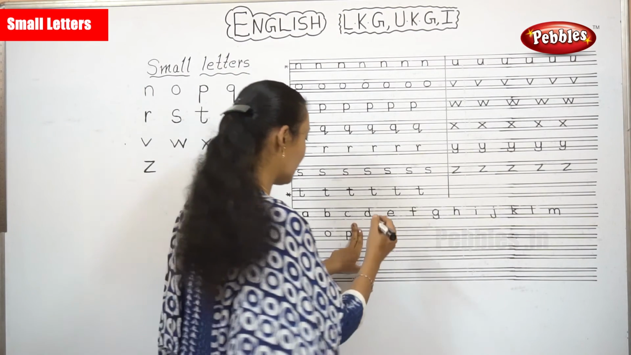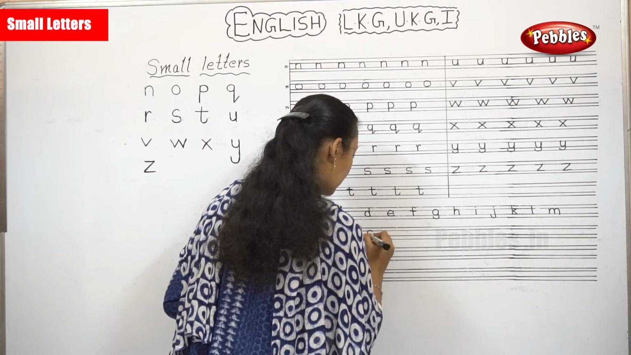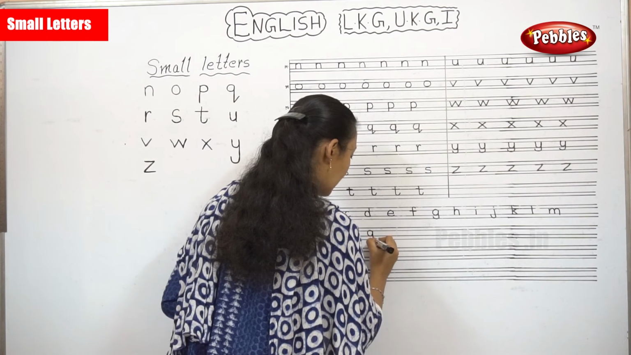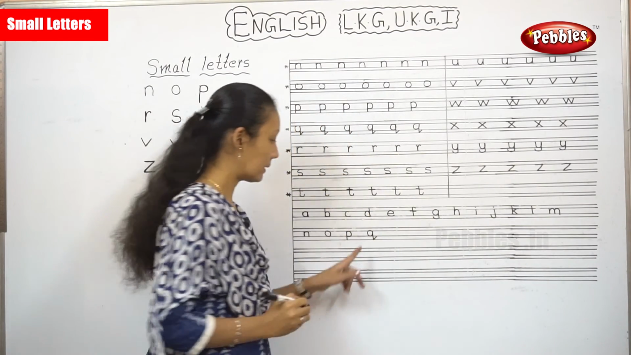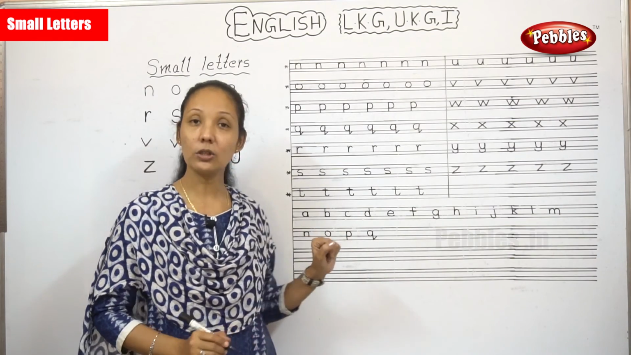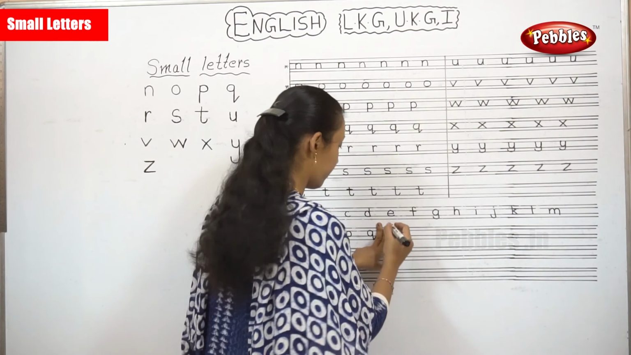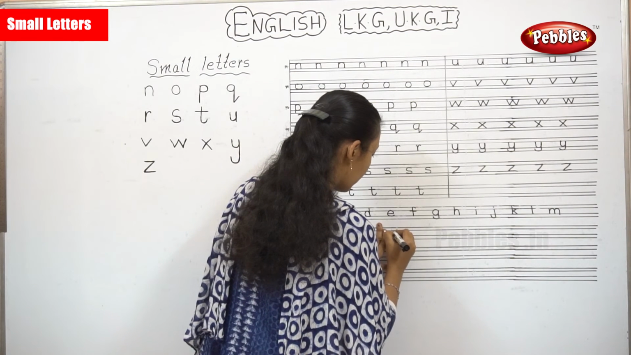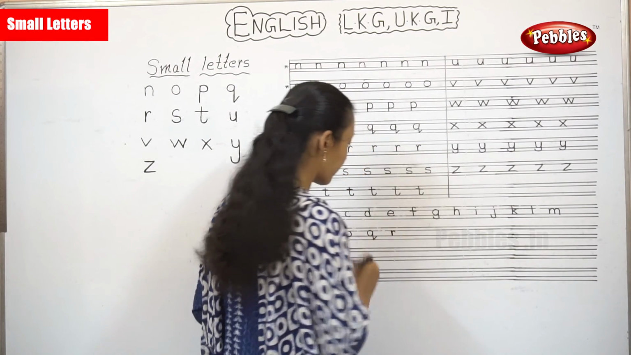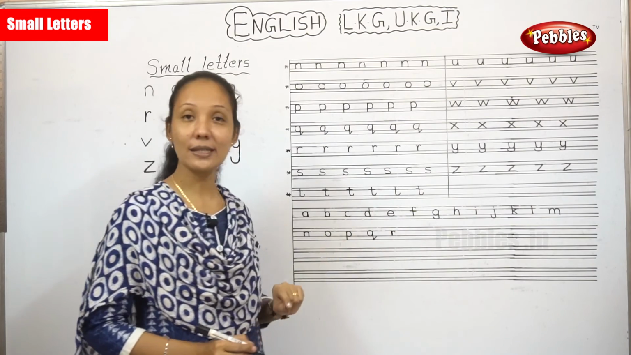Now again two finger space. After P, yes, you will write Q. Again a curve, come down straight line and a slanting line. This is small letter Q. Now after Q, your next alphabet is, yes, R. Straight line and a curve, R. What is this? R. Now after R, your next alphabet.